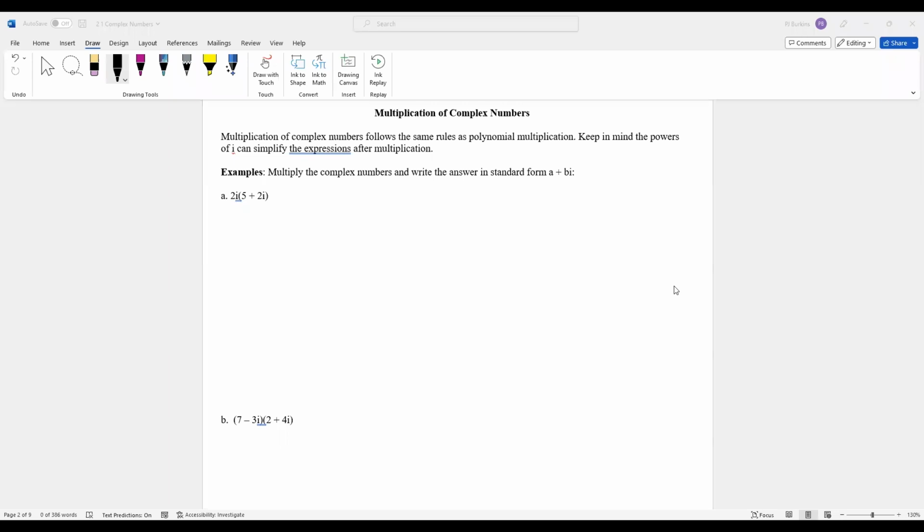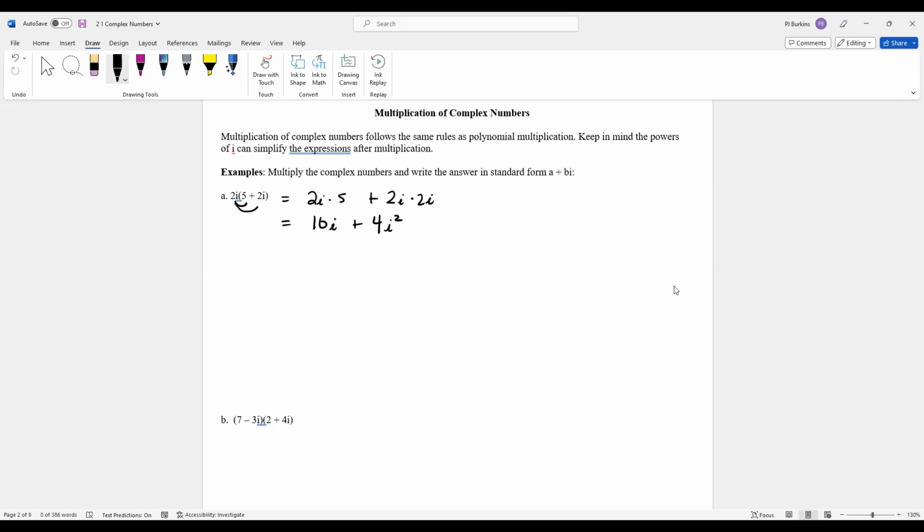Next, we're going to look at multiplication of complex numbers. This is going to work just the same way as polynomial multiplication. The only difference is that when we have i times i, we can rewrite that with the terms we had learned previously. Let's take a look at a few of these. This first one, we're just going to distribute 2i. So this would be 2i times 5 plus 2i times 2i. 2i times 5 gives me back 10i, and then 2 times 2 is 4, and then we have i squared.